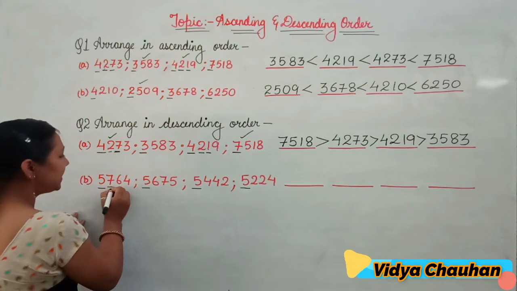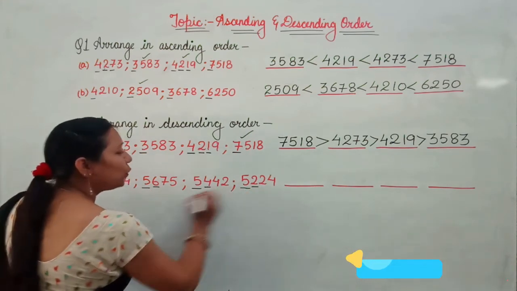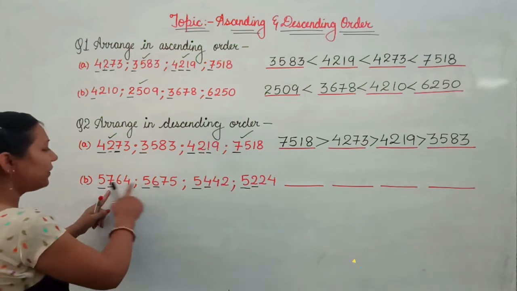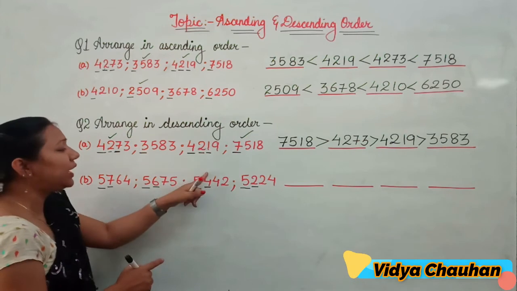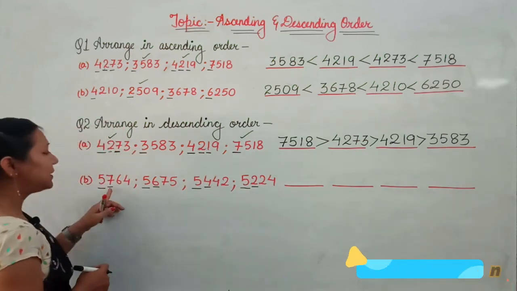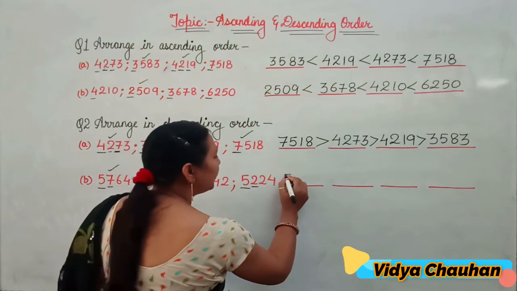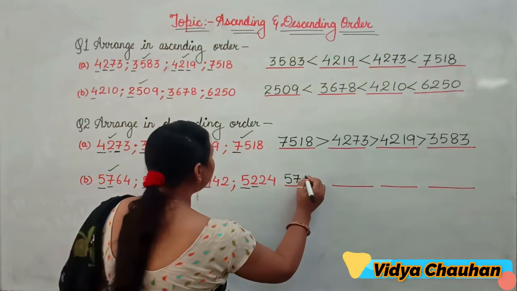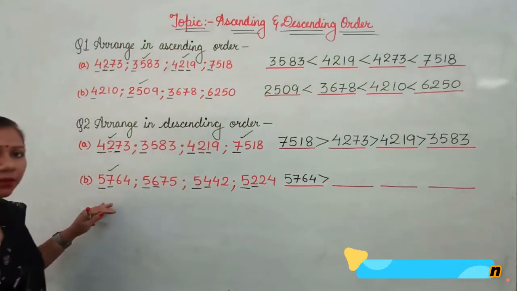That is 7, 6, 4, 2. So among this, 7 at 100 place, 6 at 100 place, 4 at 100 place and 2 at 100 place. Which is the greatest digit? 7. It means this number is the biggest one. So 5764 is the greatest number.